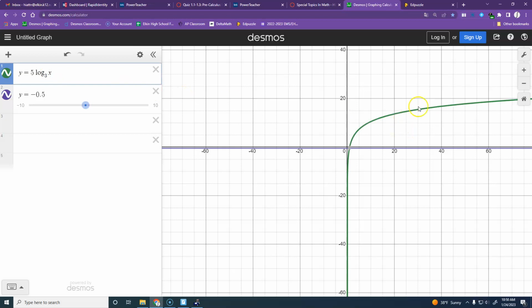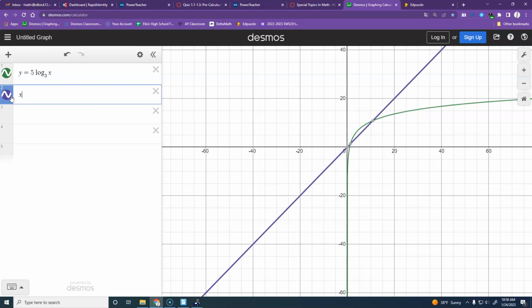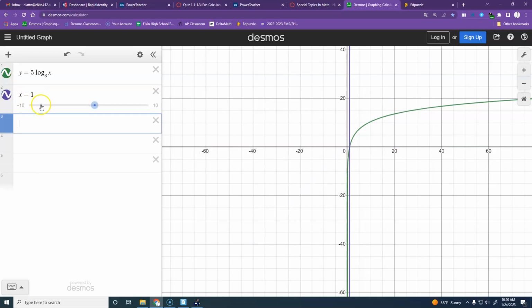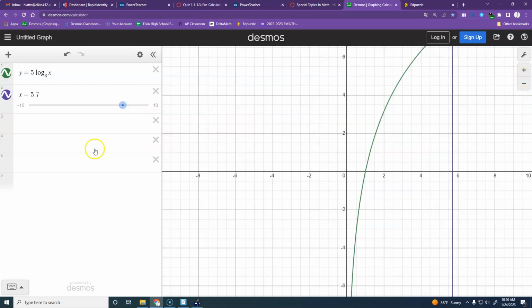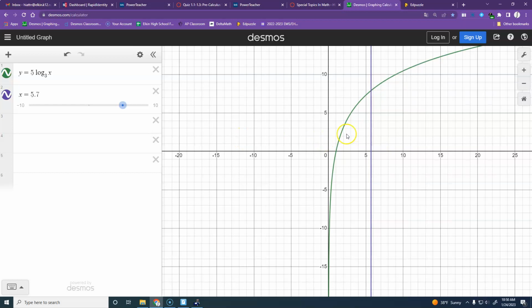Alright, so here is my graph for my logarithm. If I put in an x equals line here and have a slider again. So, let me get back. Home button so I can see this a little bit better. So if I, let me make this go up to down.